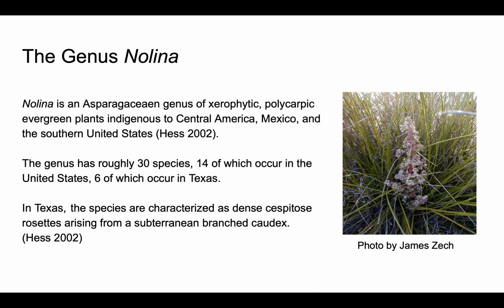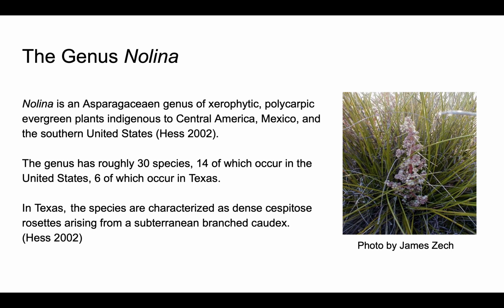So the genus Nolina is a group of xerophytic, meaning dry-loving, polycarpic, flowering multiple times in its life, evergreen plants indigenous to Central America, Mexico, and the southern United States. It is an asparagacean plant, which is a huge, cosmopolitan family, including things like onions and the more recognizable desert plants like yuccas and agaves.